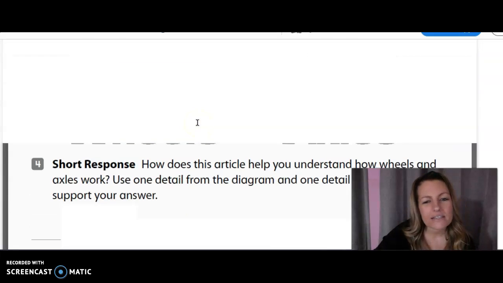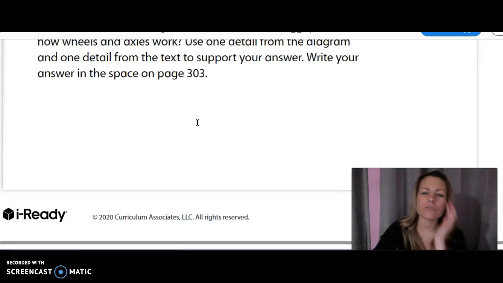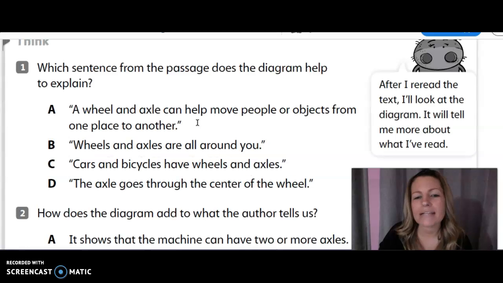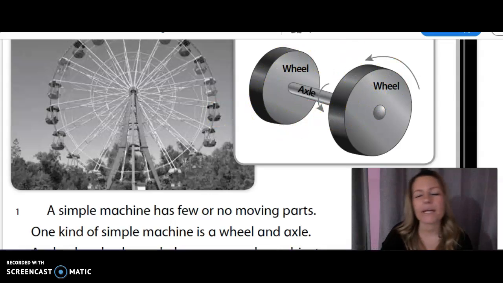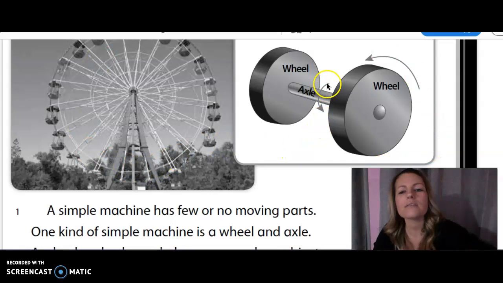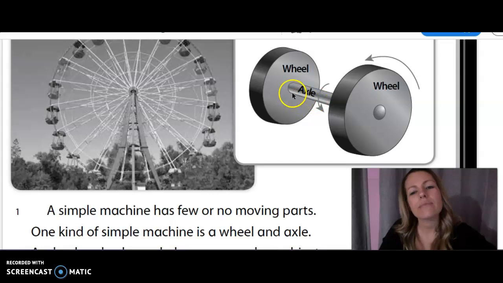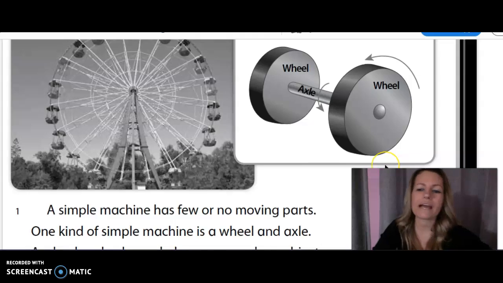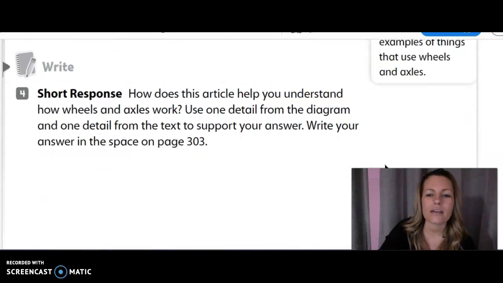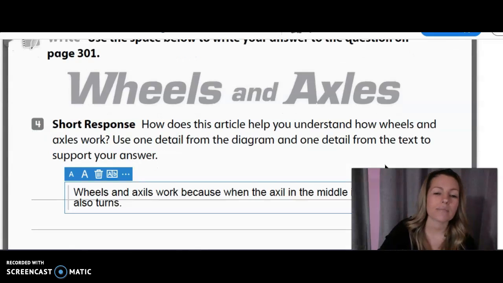Now that was from the text. It also wants us to tell how it works using the diagram. So let's go back up to the diagram, the picture that labels the parts and tells us exactly what's happening. So how does this diagram make us understand how a wheel and an axle works? Well, here's the axle. The diagram helps us see that the axle is in the middle. This arrow shows that the axle is moving, and this arrow is the wheel. So as this axle is moving this way, the wheel is also moving at the same time, just like the text said.